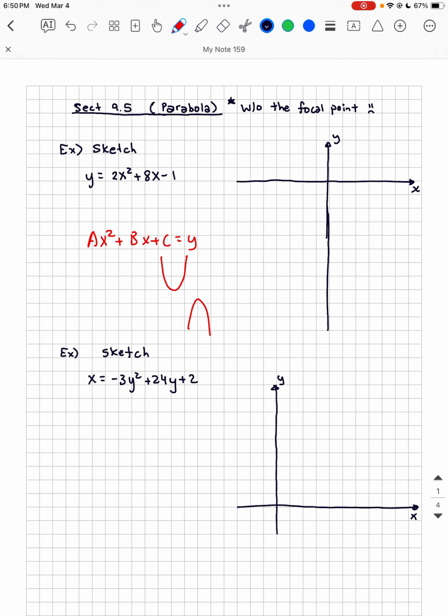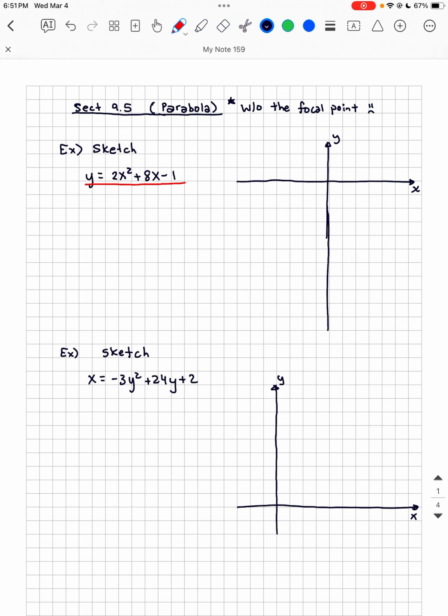So let's review with the following question: how to sketch out y is equal to 2x squared plus 8x minus 1. At the very beginning, the way we did it was by completing the square, but eventually we found an easier way, and that easier way is to find the vertex of the parabola.